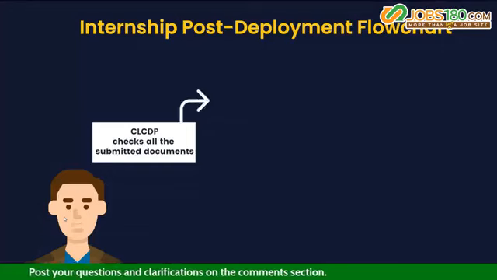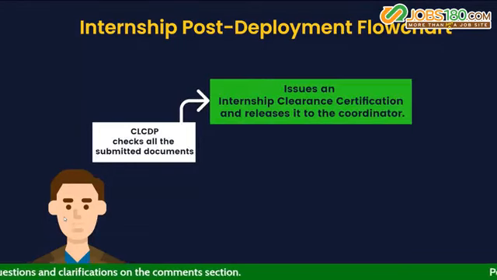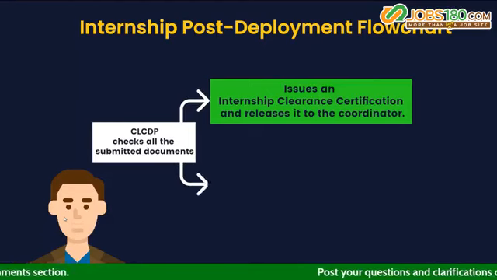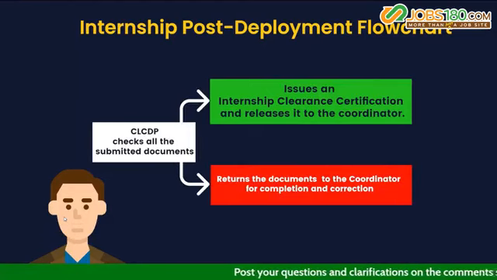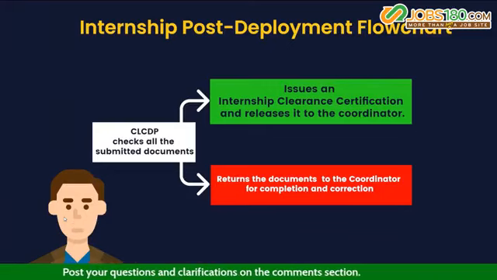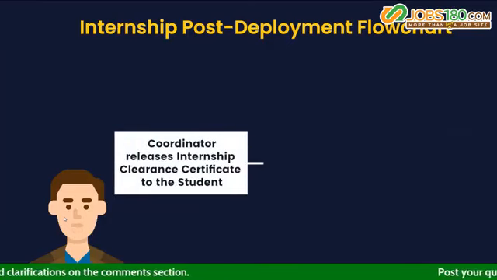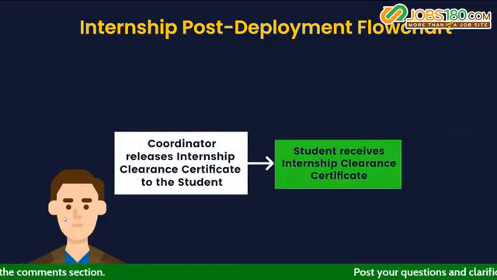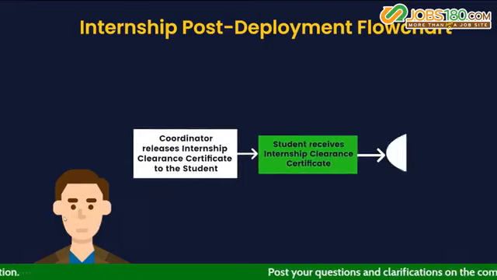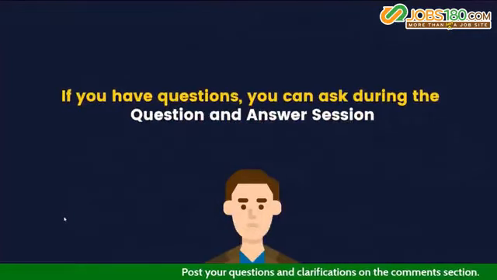If the documents are complete and correct, CLCDP issues an internship clearance certification and releases it to the coordinator. If not, CLCDP returns the documents to the coordinator for completion and correction. Coordinator releases the internship clearance to the student. Student receives the internship clearance certificate. That is the end. If you have questions, you can ask anything during the question and answer session.